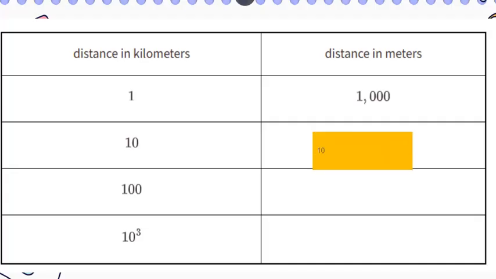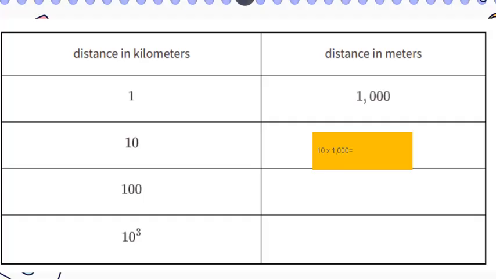We teach you that you're going to be multiplying because, of course, when you're converting from 1 to 1,000, it is 1,000 times greater than 1. Our next one would be 10 times 1,000.